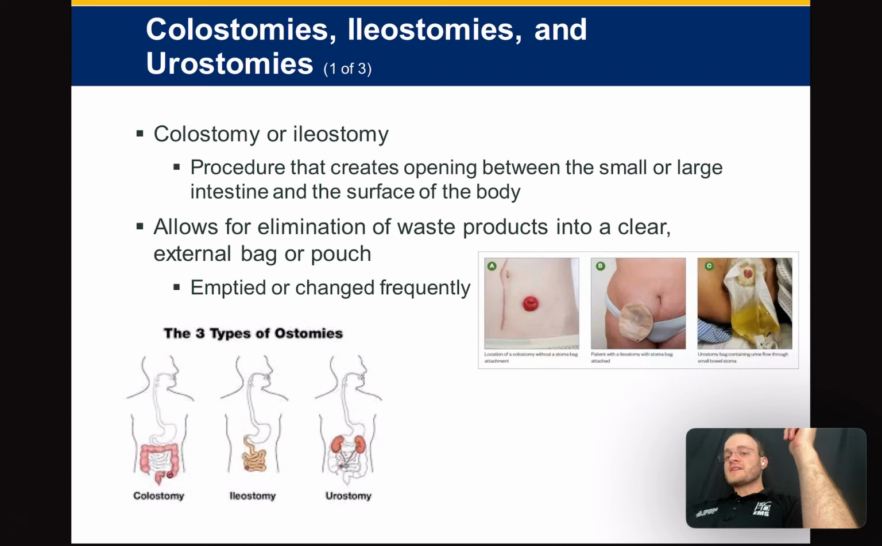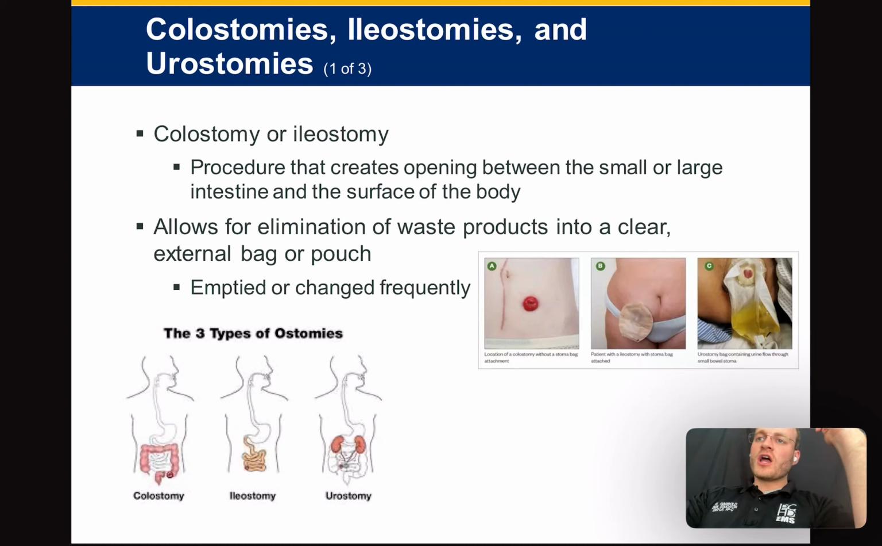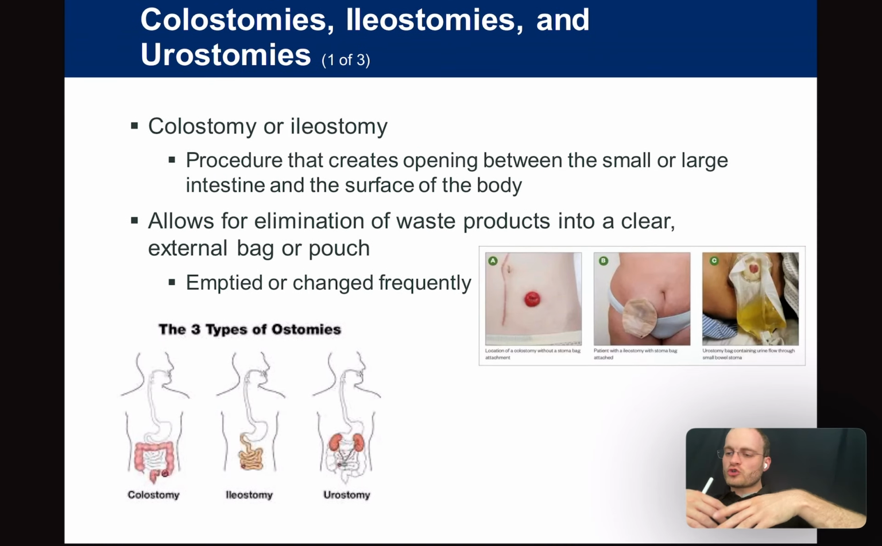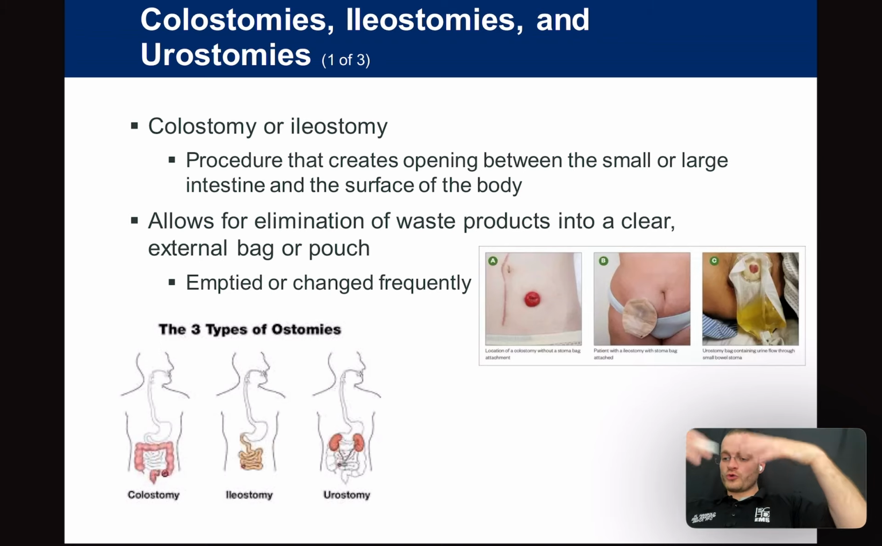Now, these colostomy tubes, ileostomies and urostomies, these are a little confusing, but if you break down the words, they make sense, right? So colostomy is referring to the colon. Ileostomy is referring to the ileum, so it's referring to the small bowel. And then a urostomy is like urine, so we're talking about the ureters. This is where you'll put a surgical opening from the colon, ileum, or ureters to the external, right to the outside world through the abdominal wall.